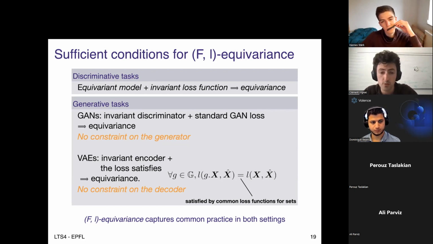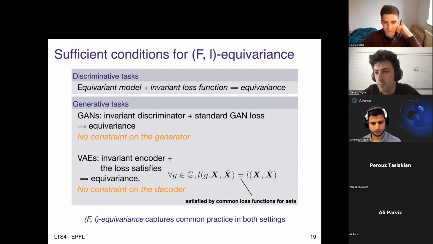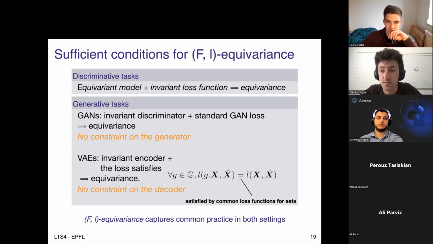If you have a variational autoencoder, you want an invariant encoder and you want a constraint on the loss, but you have no constraint on the probabilistic decoder. And if you look at the constraint on the loss, it's something that is satisfied by what people commonly use for sets. For set generation, the loss is usually either Chamfer or Wasserstein loss, and the two losses satisfy this property. So here again, I'm not saying anything new. All graph generation methods based on GANs satisfy these conditions.